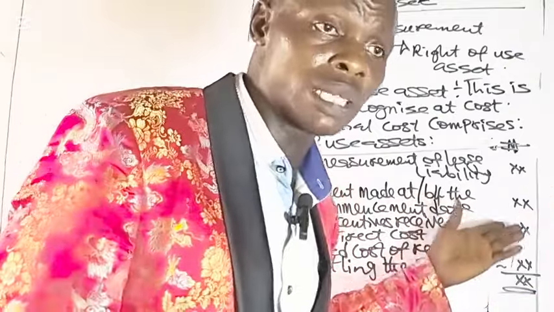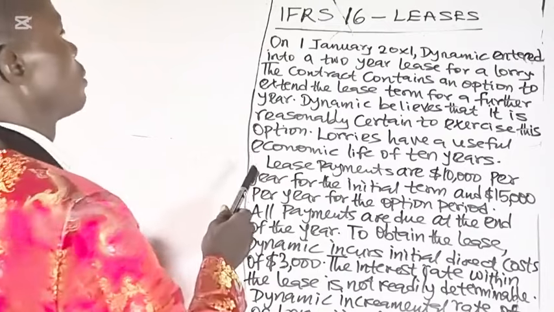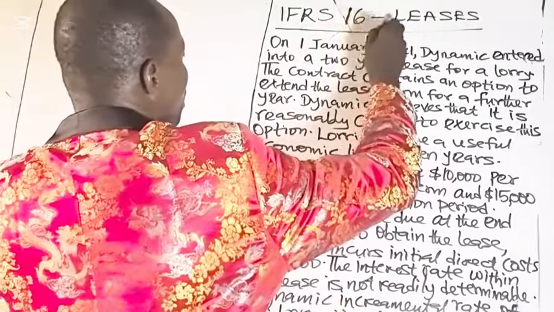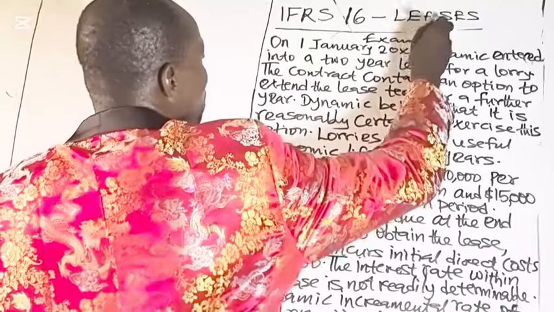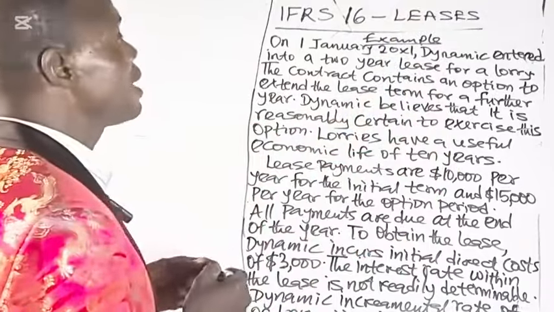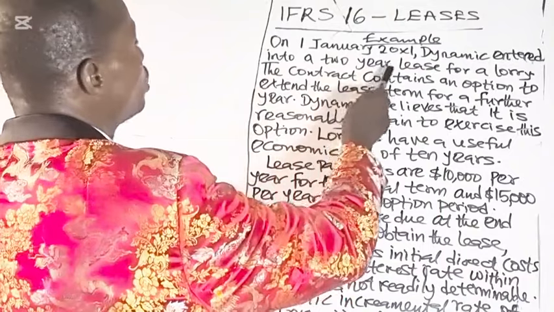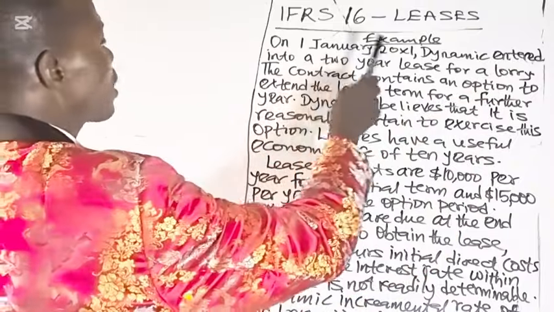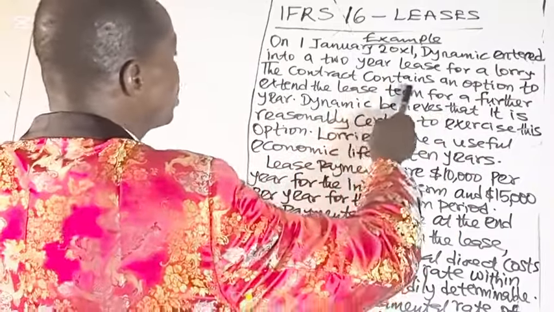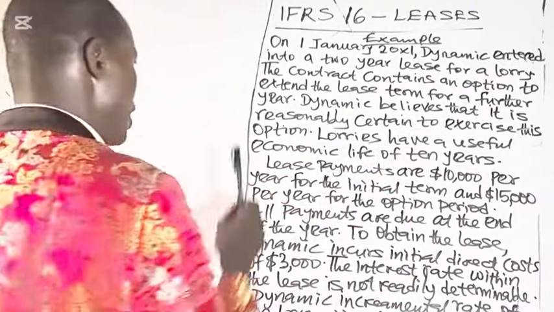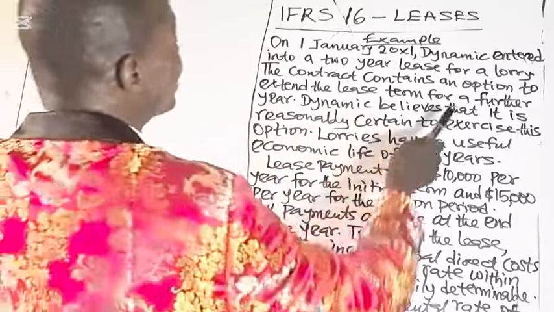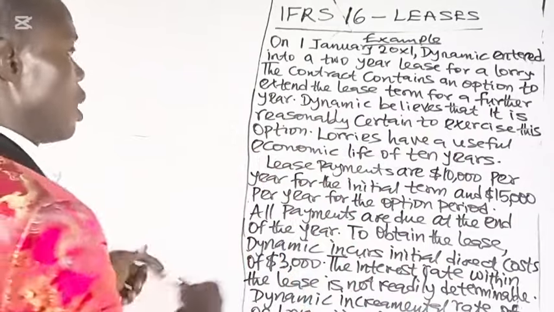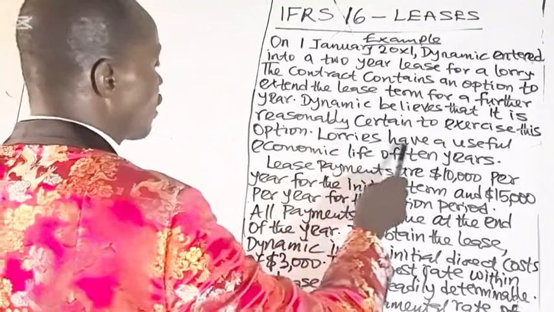Now, let's take a question as a worked example. Keep watching. Example. On 1st of January 20X1, Dynamic entered into a 2-year lease for a lorry. The contract contains an option to extend the lease term for a further year. Dynamic believes that it is reasonably certain to exercise this option. Lorries have a useful economic life of 10 years.